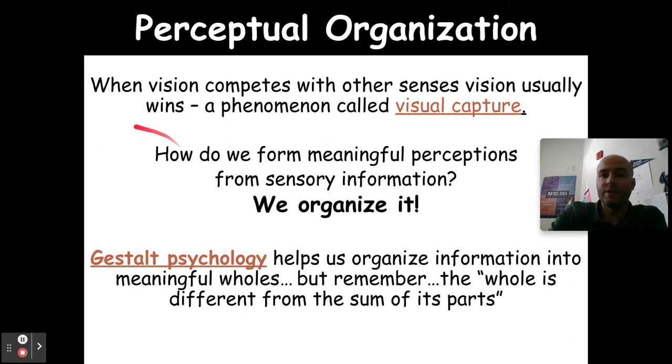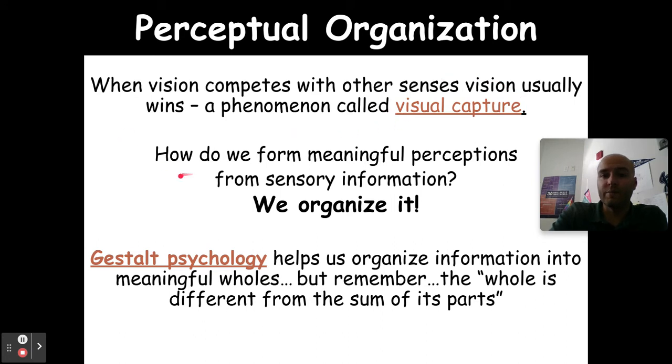So when vision competes with other senses, vision usually wins. Right? This is a phenomenon called visual capture. When we're taking in information from multiple senses, we tend to rely on our vision most because we think that's what we can trust. When we see it, we can believe it, right? That's that idea. That's called visual capture. Sometimes we over-rely on our vision.